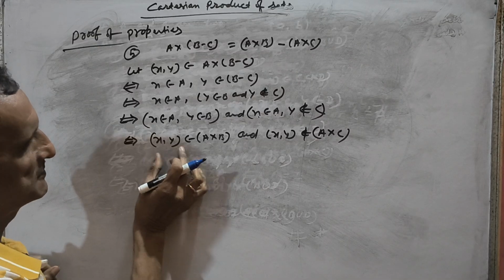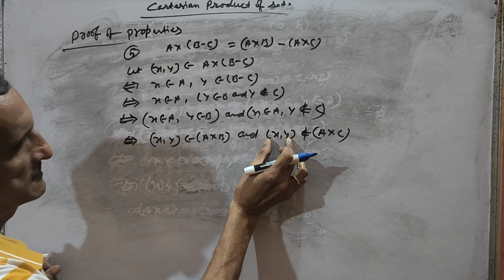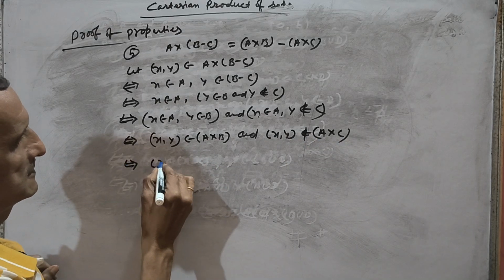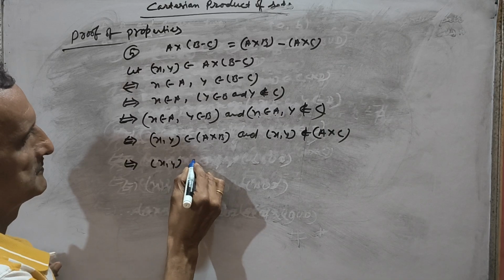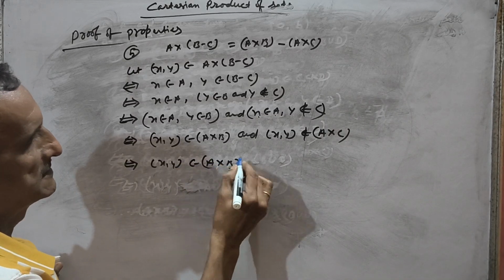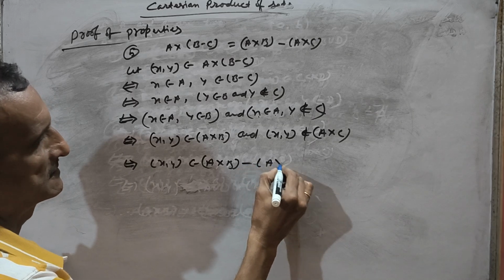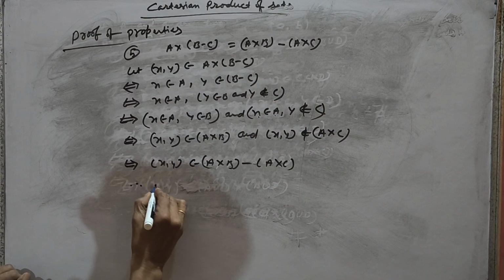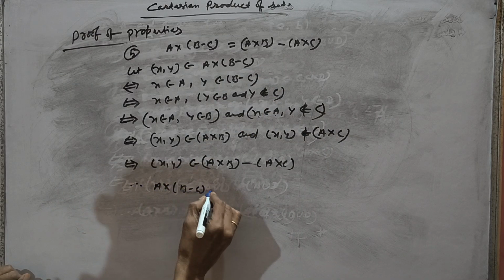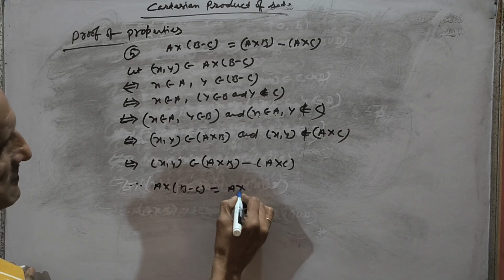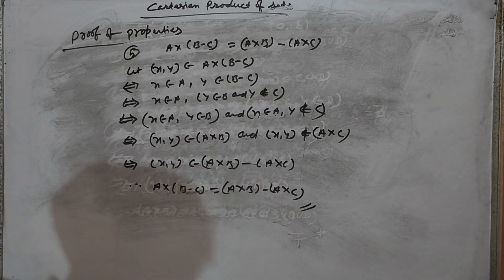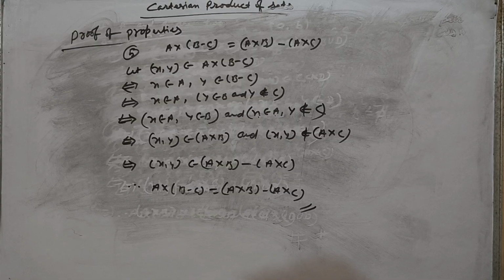See, the ordered pair (X, Y) belongs to the first set, but does not belong to the second set. So what is the meaning? The ordered pair (X, Y) belongs to A cross B minus A cross C. You started from here and got to here. Therefore, A cross (B minus C) is equal to (A cross B) minus (A cross C). This is the proof. Number 6 is exactly similar, so you can do it.